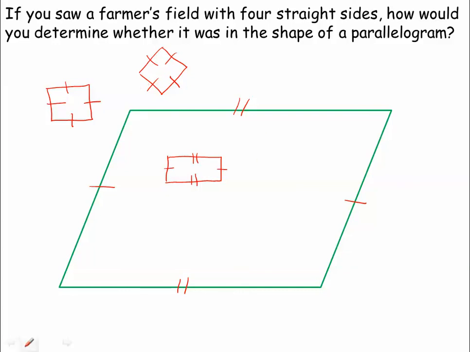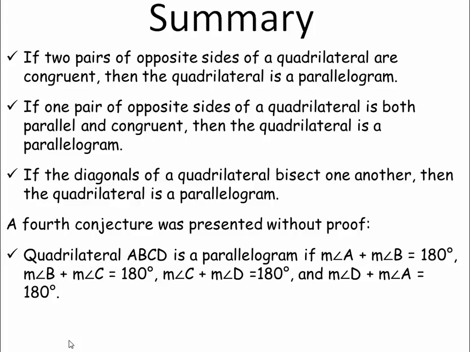Okay, let's see, where are we at? Alright, what we've learned in this lesson is that if two pairs of opposite sides of a quadrilateral are congruent, then it is a parallelogram. If they're parallel and congruent, it's a parallelogram. If the diagonals of a quadrilateral bisect one another, then it's a parallelogram. And the fourth conjecture that we presented without a proof was that consecutive angles are going to be supplementary, which means that if I add the consecutive angles up together, they're all going to equal 180.